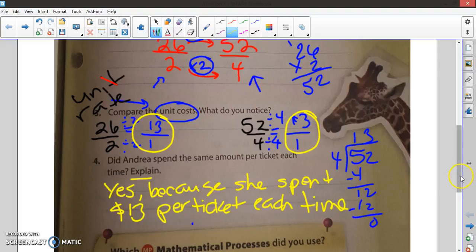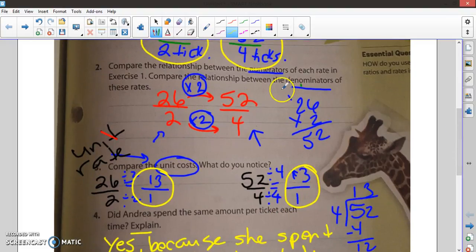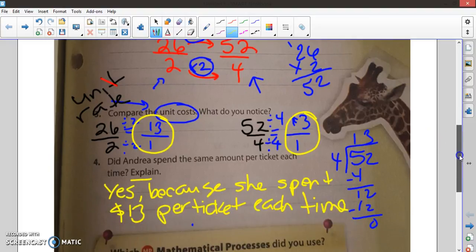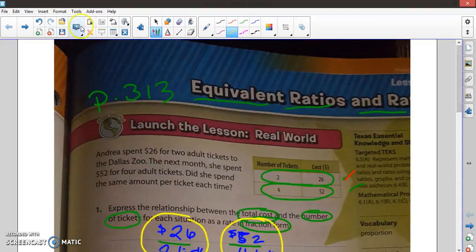Okay, so notice that we were checking to see if these two ratios are equal. And we did that by looking at two different methods. We looked at the relationship between the numerators and denominators, so we looked at scale factor. Or we looked at their unit cost. How much for one? And we saw that they have the same thing. So we figured out that these two ratios or rates are equal. So that's what we're going to continue in this lesson.